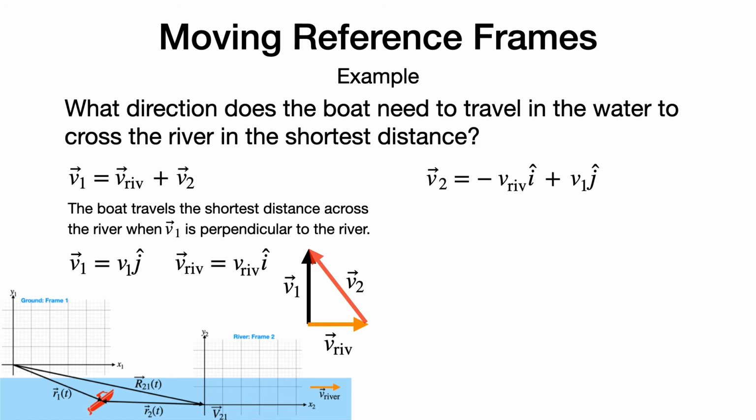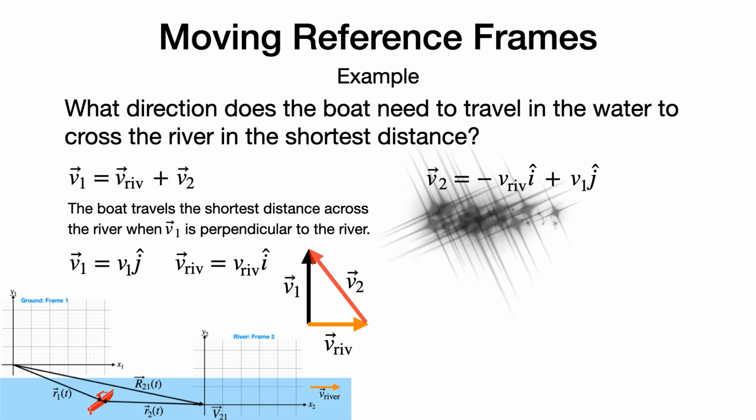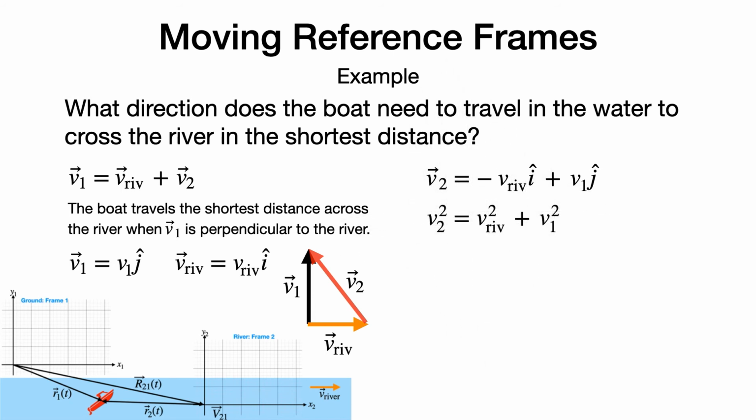All right, well, we can also write this out mathematically. We see that in terms of components, the velocity of the boat relative to frame 2 is going to be minus the velocity of the river in the i-hat direction plus the velocity of the boat relative to the ground in the j-hat direction. So if we use the Pythagorean theorem, we know that the square of the speed of the boat relative to the river is going to be the square of the speed of the river plus the square of the speed of the boat relative to the ground.